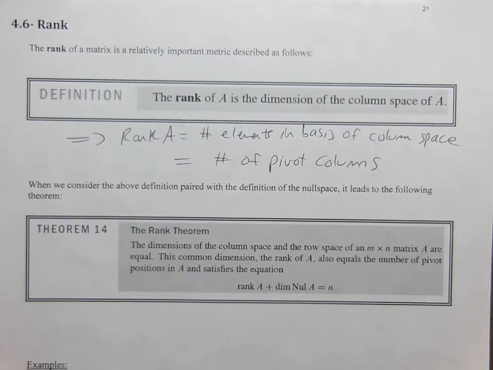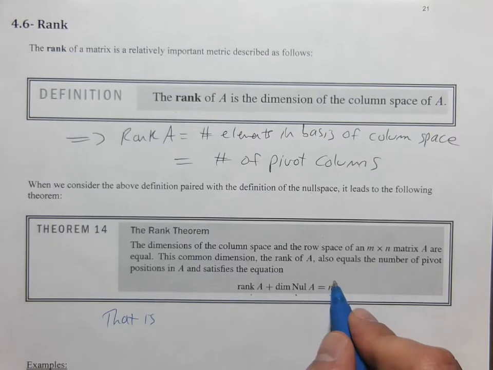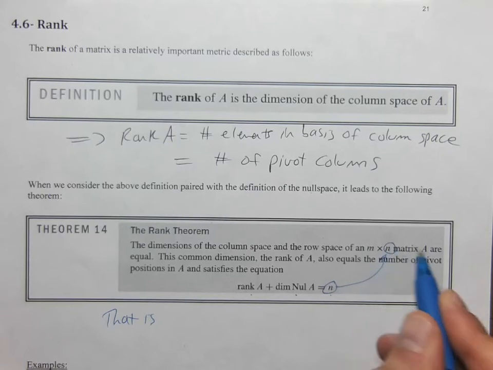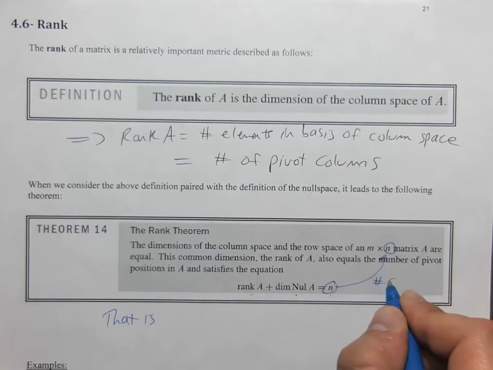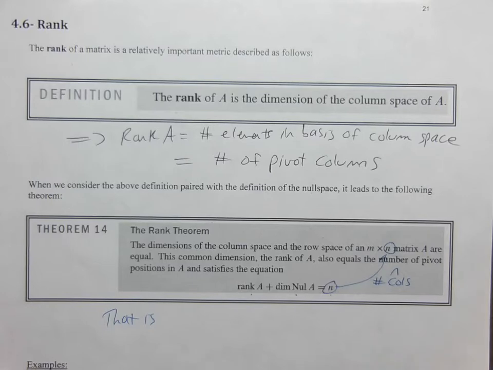First of all, let's rewrite this. What this equation is saying is that the rank of the matrix plus the dimension of the null space equals n. And the rank is the dimension of the column space. So the dimension of the column space plus the dimension of the null space equals n. In other words, once we rephrase this, hopefully this will make sense. Let me first say that n is the number of columns.